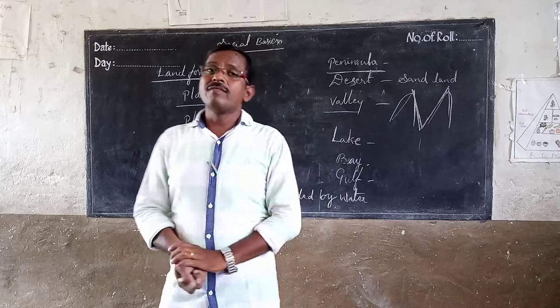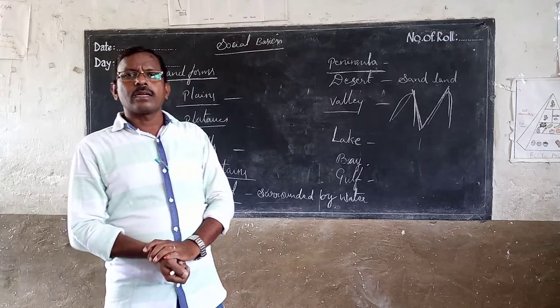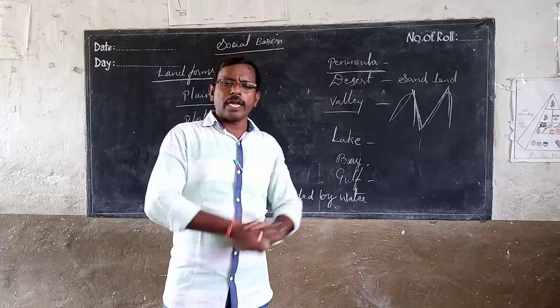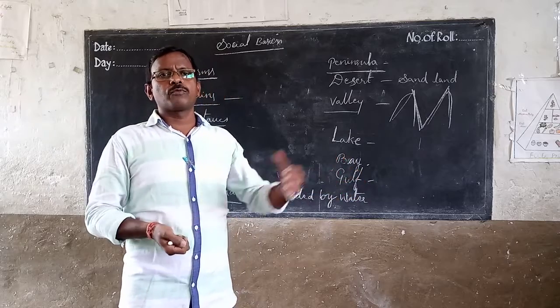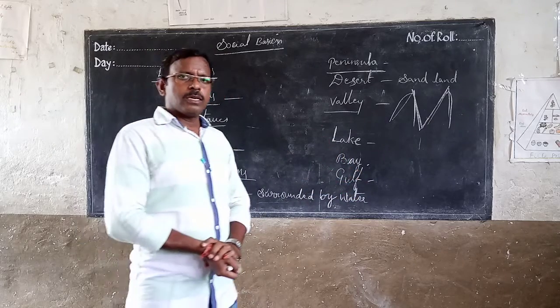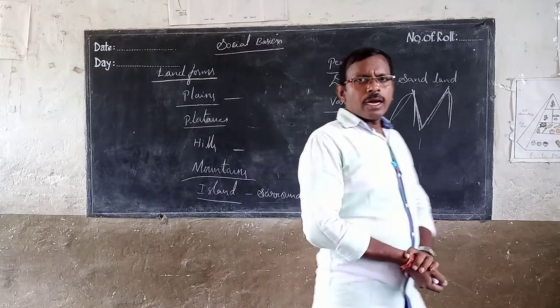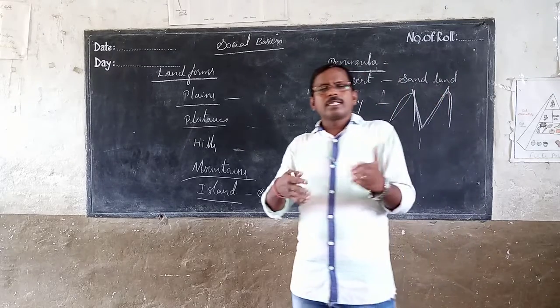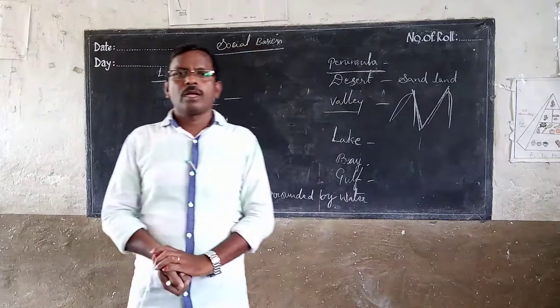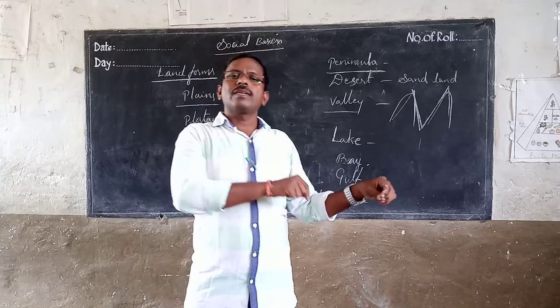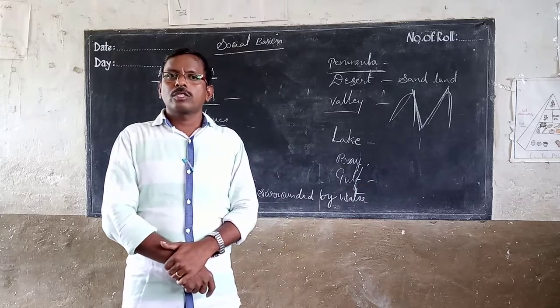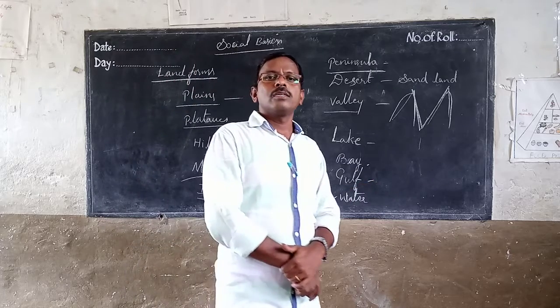Okay, then there is the river. A long water body which is flowing on the earth is known as a river, and that is a large stream, a big stream. The small streams of that river are known as tributaries.